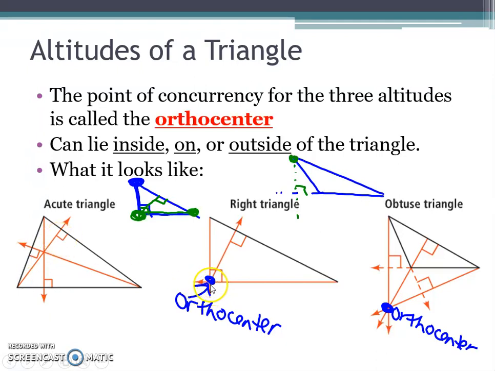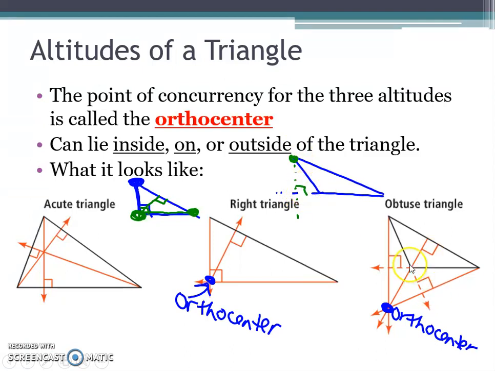Now, if you have a right triangle, from this vertex to this side, that makes 90. This is where they're going to meet. That's the orthocenter right there. A right triangle has only 1 altitude that is drawn inside, because if you use this vertex and go that way, it's not going to be 90 here. If you do that, it's going to be 90. Why don't you draw it and look at it? If your right triangle is like this, you can also do that.